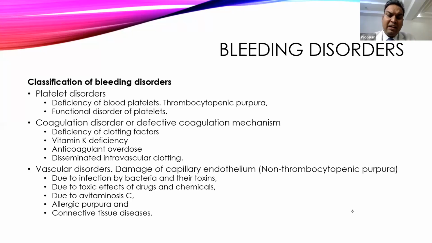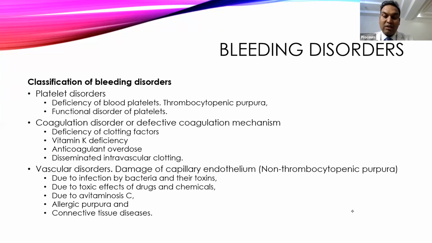Then come to the bleeding disorders, the condition where there is an increased tendency of bleeding in the person. It can be at three levels: a defect in the platelets, a defect in the coagulation mechanism, or a defect in the vessels. In platelets, there can be a deficiency of platelets, as in thrombocytopenia, or abnormal platelets, like in Glanzmann's thrombasthenia. In both conditions, the bleeding disorder is purpura only.